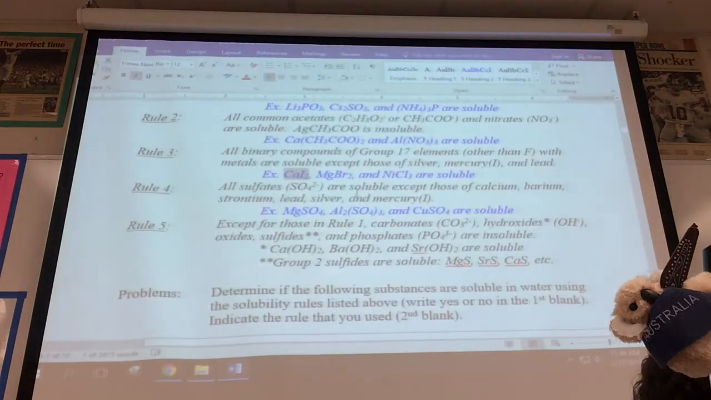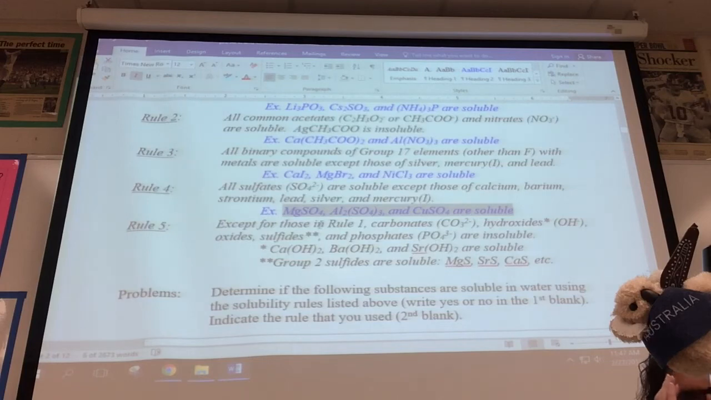Rule 4 says all sulfates are soluble except those of calcium, barium, strontium, lead, silver, and mercury 1. So most sulfate-containing compounds are soluble, but not calcium sulfate, not barium sulfate, not strontium sulfate, not lead 2 sulfate, not silver sulfate, not mercury 1 sulfate. So magnesium sulfate, aluminum sulfate, copper 2 sulfate are all soluble.